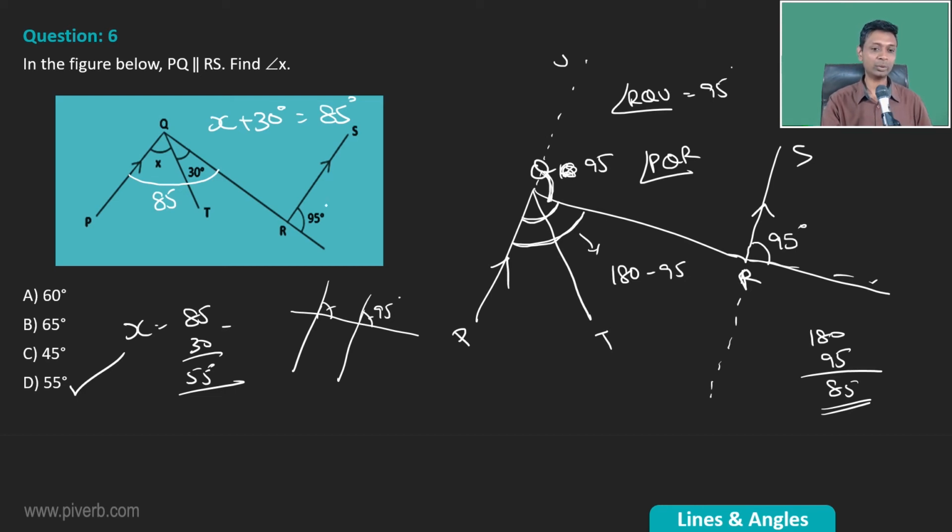And the other way of doing this is, this is 95, this is 85. This angle and this angle are alternate interior angles. So this is 85, this should be 85. X plus 30 is 85, X is 55. Exact same answer, just a slightly different approach.